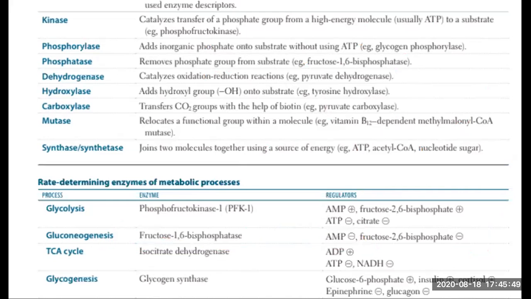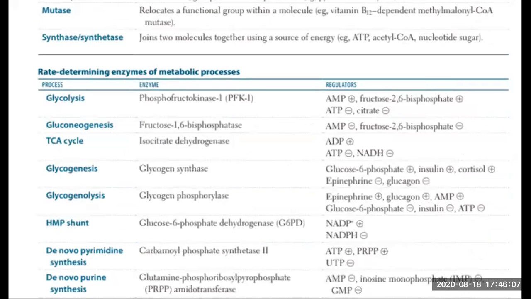Please remember the concepts of glycolysis, gluconeogenesis. Okay, we have studied 4 cycles, we have studied 3 enzymes: kinase, phosphorylase, phosphatase. From here and from below, we have studied glycolysis, gluconeogenesis, glycogenesis, and glycogenolysis. Okay, now let's see TCA cycle. In TCA cycle, you see this enzyme dehydrogenase. Okay, so let's work on it.